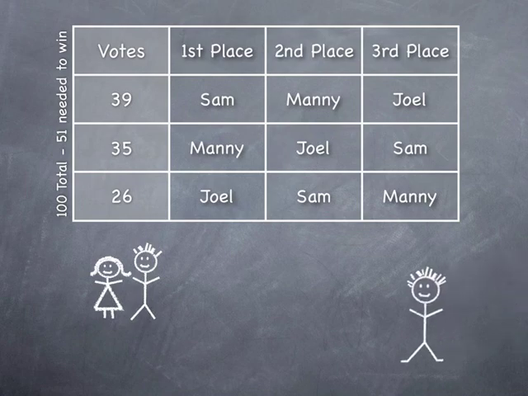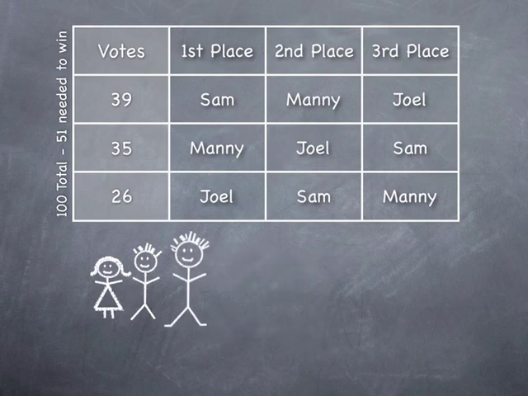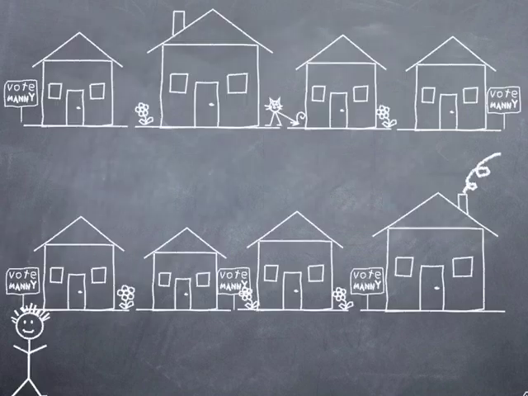But Sam knew it was a close election, and indeed it was. Polling showed that he was neck and neck with Manny. Here it showed 39 to 35. Sam knew he had to go out and talk with the voters, specifically those that supported Manny, and convince them that he should be ranked ahead of Manny.